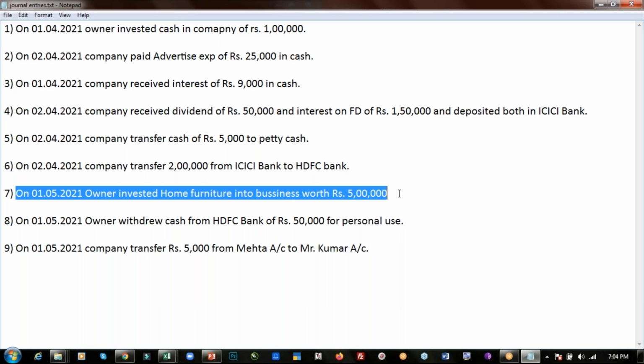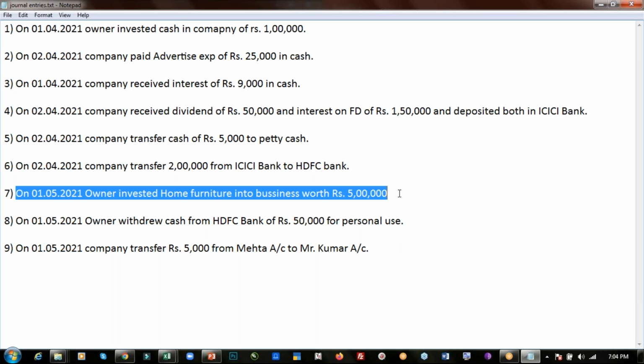So here in this transaction, what is going on? The company's owner is investing their home furniture into the business. So this time they are introducing the asset instead of the cash. In all the business start entries, capital goes for the credit and the asset which the owner is introducing into the business goes for the debit, that I have told you earlier. For that reason, furniture debit to capital will be the entry.